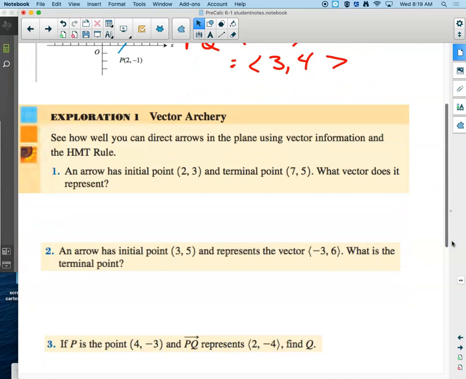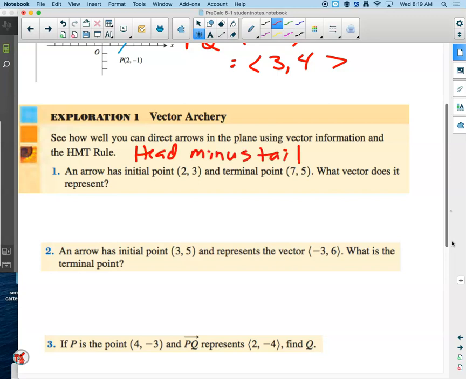So now, exploration 1 says vector archery. And we've got, see how well you can direct arrows in a plane using vector information and the head minus tail rule. Again, the big deal here is it has to be head minus tail. You can't just decide to go from the other direction. It doesn't work that way. So vectors, the direction we have is really important.